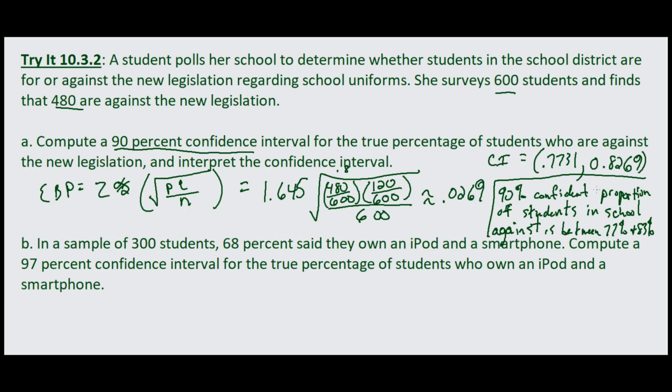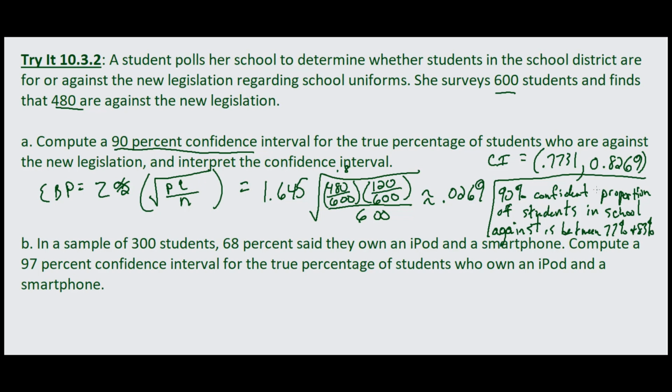Now, in the next part of the problem, we're told in a sample of 300 students, 68% said they own an iPod and a smartphone. We're asked to compute a 97% confidence interval for the true percentage of students who own an iPod and a smartphone. Now, this isn't one of the ones that we're technically meant to have memorized.